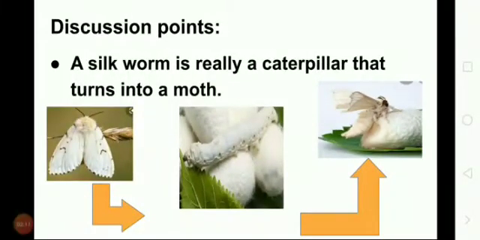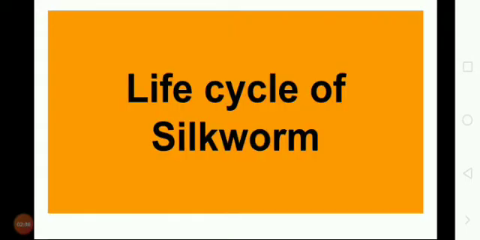Now we are going to learn the details of the life cycle of the silkworm. One thing more: the caterpillar changes into a butterfly, whereas the silkworm, and I'm sure you have an idea about worms as well, is also a kind of caterpillar, so it turns into a moth. So there is a little bit of difference between the life cycle of the butterfly and the life cycle of the moth, or the silkworm. So we are going to learn about the life cycle of the silkworm now.